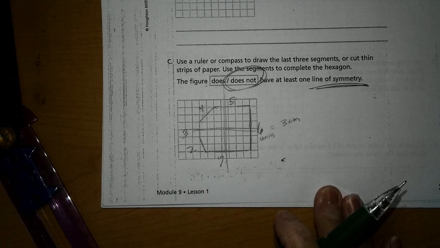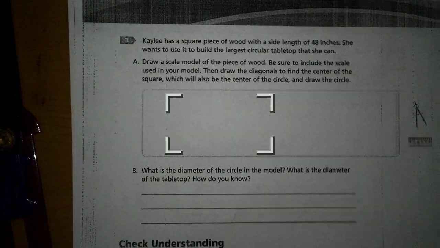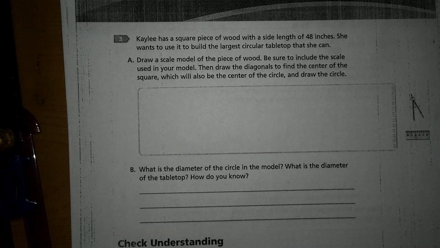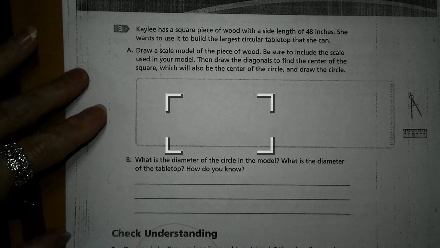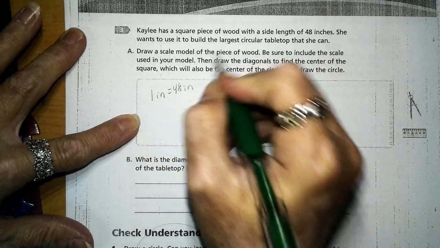All right, so I know we have 2 minutes. So let's try to see if we can get this last one done. We have 1 minute. Kaylee has a square piece of wood with a side length of 48 inches. She wanted to use it to build the largest circular tabletop that she can. Draw a scale model of the piece of wood. Be sure to include the scale used in your model. Then draw the diagonals to find the center of the circle, and draw a circle. All right, so what I did is I said 1 inch is going to equal that 48 inches.